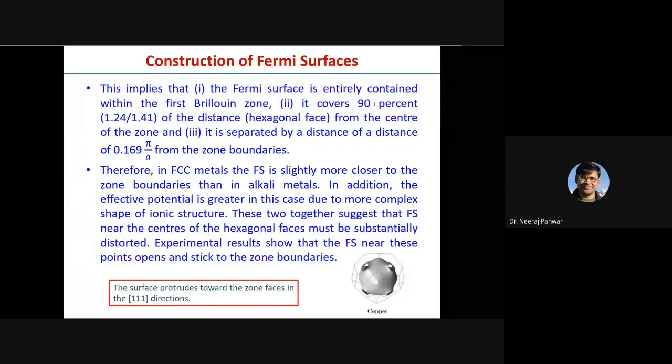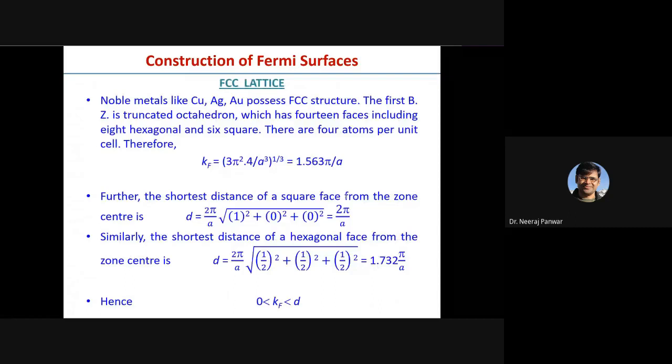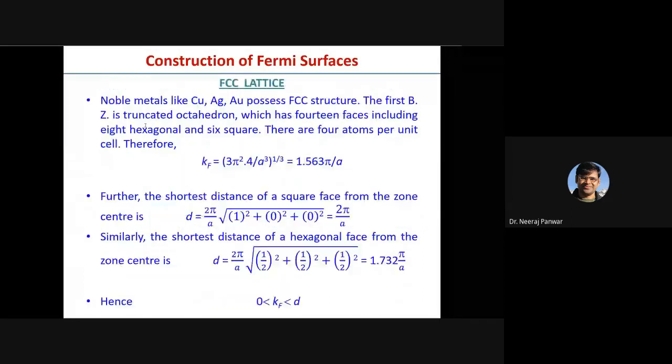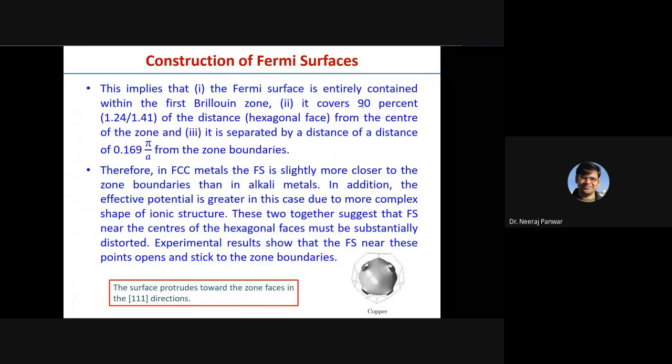It covers 90%. In the slide, 1.24 divided by 1.41 should instead be 1.732. It should be 1.732. This is by mistake. I copied it from the BCC, and that's why it is 1.41. It should be 1.563 divided by 1.732. So it covers 90%. Please correct it. It is 1.732.